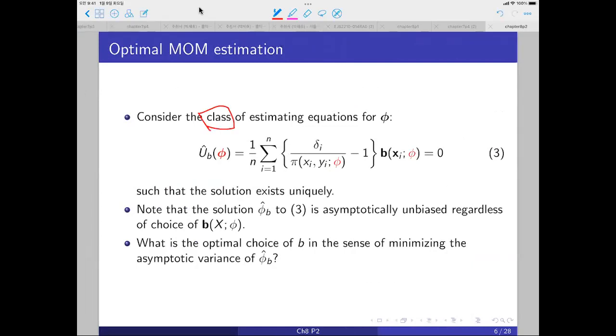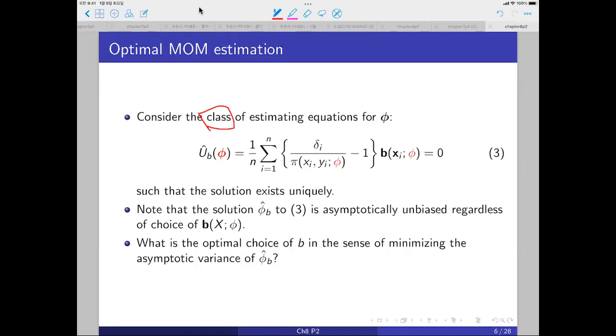Okay. You put it as a class of estimating equations, right? You change the B function. So if you change B, then you have a different equation, and you have an infinite number of choices. Then it becomes a class.